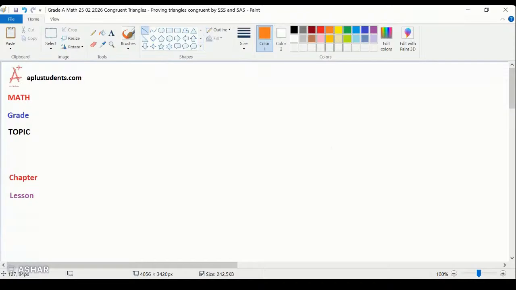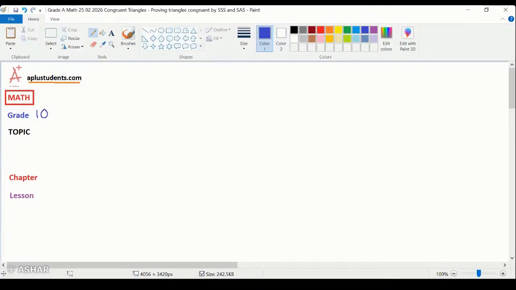The first thing we need to do is go to aplusstudents.com, the website. Once you're on the website, you select math as your subject. Once you have selected math as your subject, select your grade level. That is grade 10.